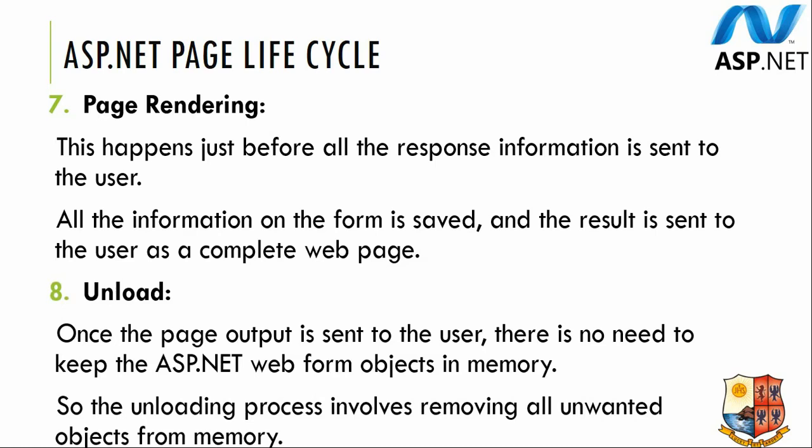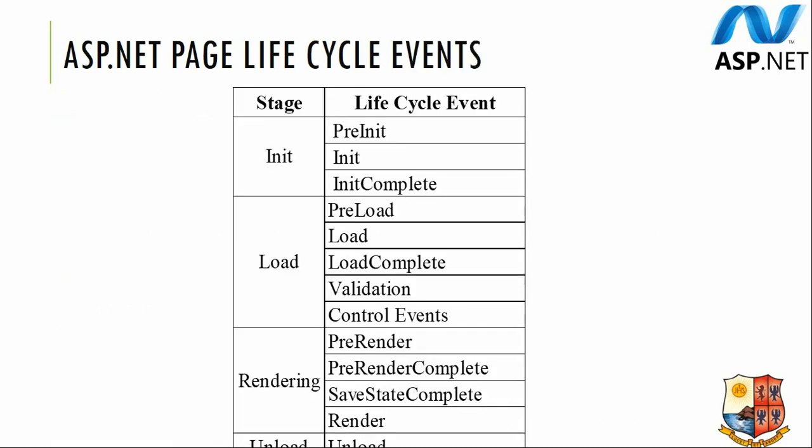So the unloading process involves removing all unwanted objects from memory, so that your web server is always efficient and can serve something immediately. Okay, I've just kept it. This is the last thing. These are the individual lifecycle events which are happening. I didn't want to go so in depth, so that's why I kept this in one slide. I just want you to remember the words which are given here.